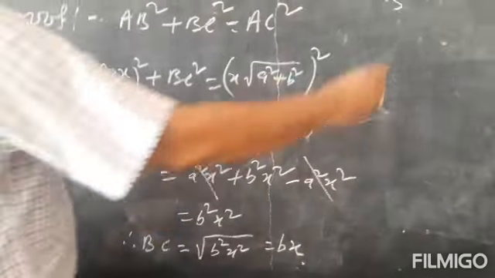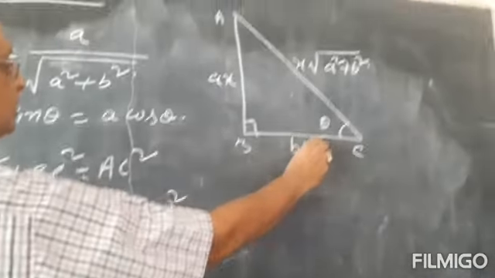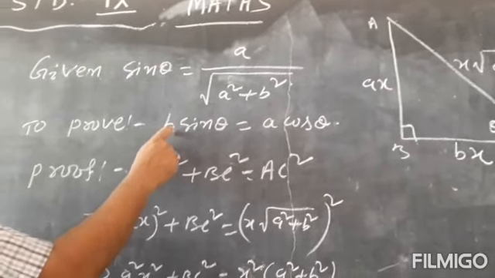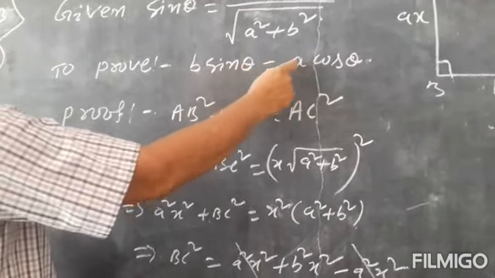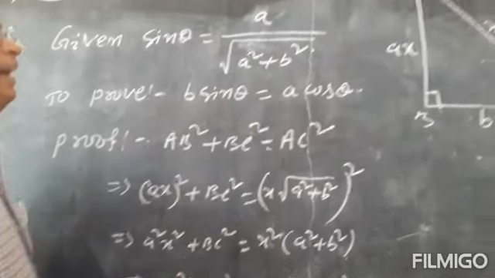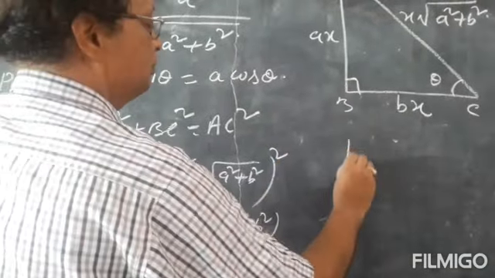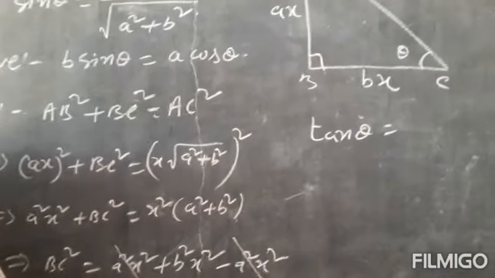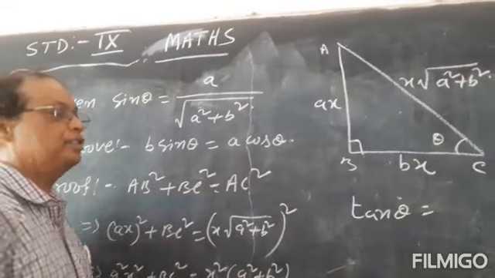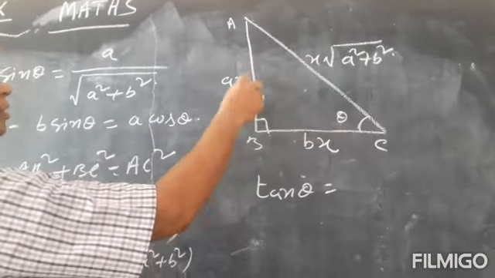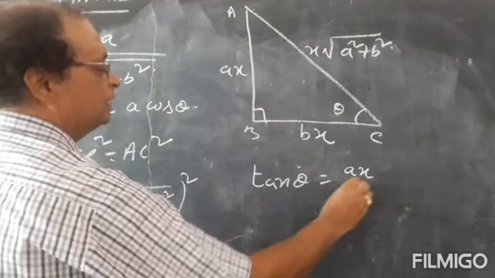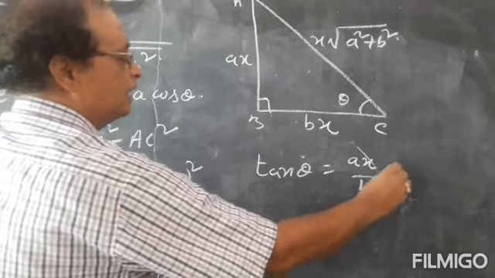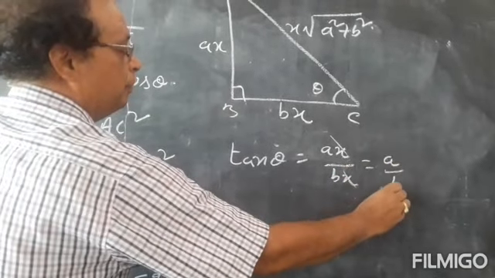Clear? So we got BC. BC is now BX. So now we know all the three sides. Now you are asked to prove B sin theta is equal to A cos theta. Now let me find tan theta here. Tan theta. Now what is tan of an angle? It is opposite side by adjacent side. So opposite side of theta is what? AX. This is AX. By adjacent side is BX. So X cancelled, that is equal to A by B.